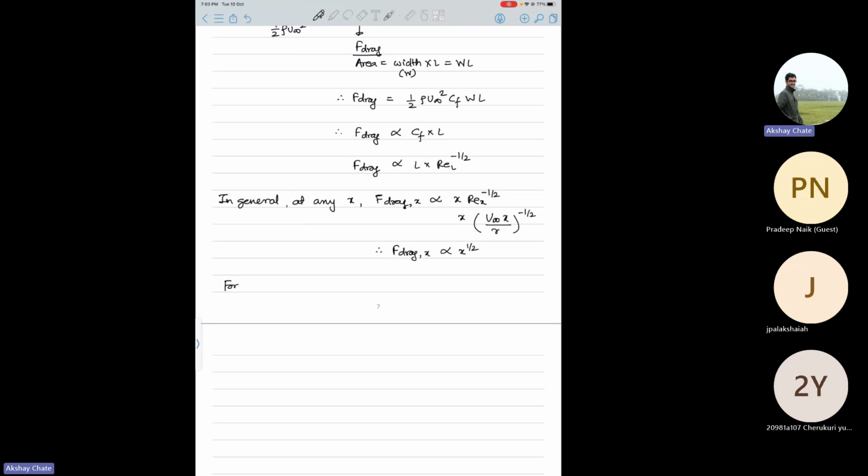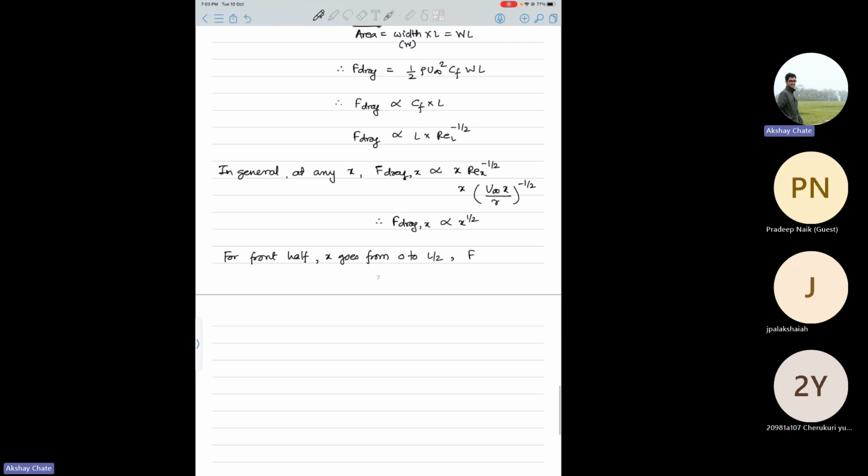So now for the front half, X goes from 0 to L by 2, right? Half of the length. Then your F drag, let's say I'll use subscript 1 as the first half symbol, will be proportional to L by 2 power half.